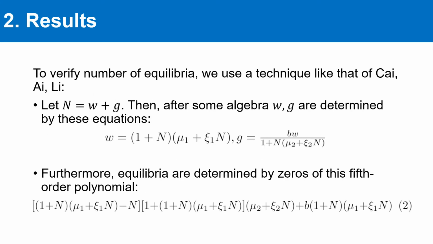So for these parameters, we can verify the number of equilibria using a technique similar to that of Kai, Ai, and Lee. If we perform a substitution, n equals W plus G, then after some algebra, we can show that W and G are uniquely determined by the equations shown here for W and G. Furthermore, we can also show that the equilibria are determined by the zeros of this fifth order polynomial displayed here.